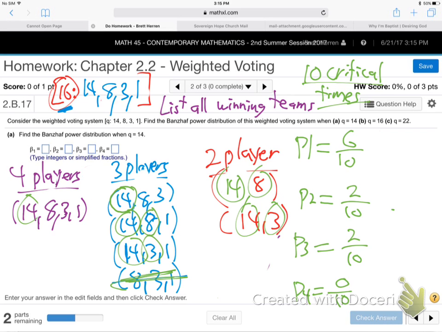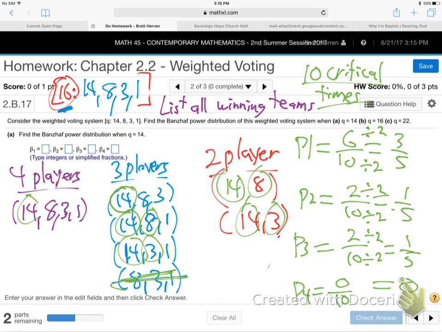0. So, reduce this fraction. They want you to reduce the fraction. Divide by 2 top and bottom: 3/5. Divide by 2 top and bottom: 1/5. Divide by 2 top and bottom: 1/5. 0. Player 4 is, what do we call player 4? Dummy. Player 4 is a dummy. No power. 0.